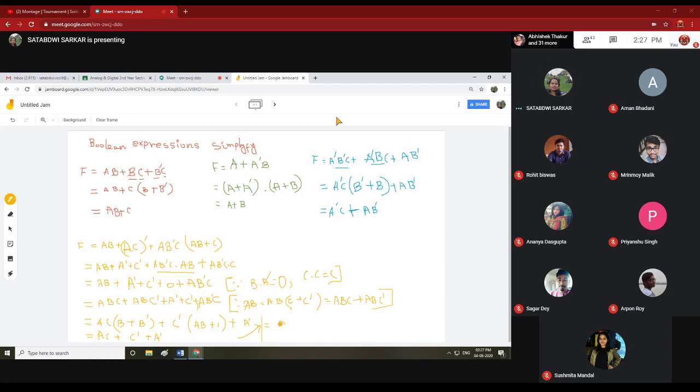So AC plus AC bar, so AC whole bar. Oh yes, it is AC whole bar. So the result is 1.